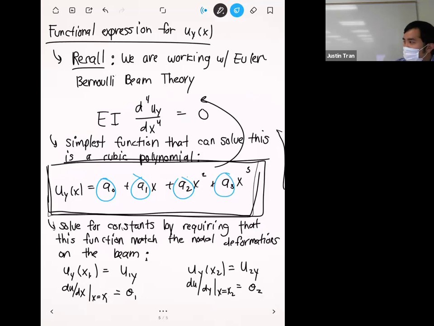Right, and then I'll give you the final expression on the next page, which is what we'll use in our problems. Okay. Right, any questions on this?